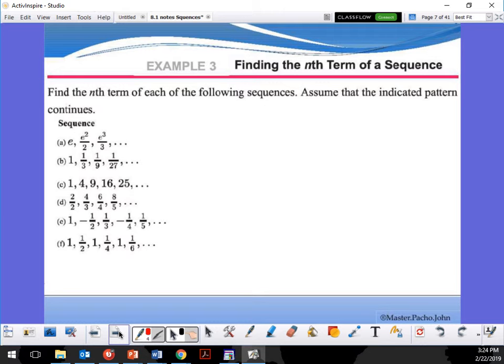So it's e to the n. So this would be a of n, and it's going to be e to the n over n. Pretty easy, right? This is the part that I actually like because I like patterns and trying to figure it out. It's puzzles.